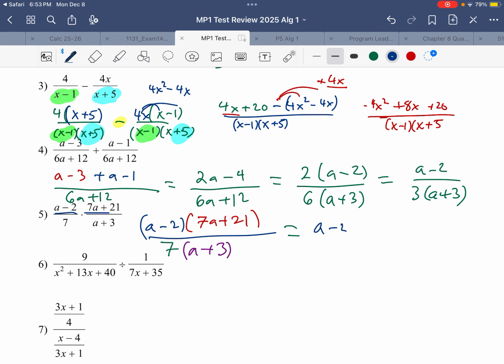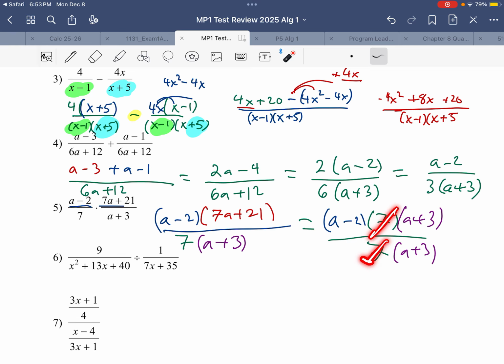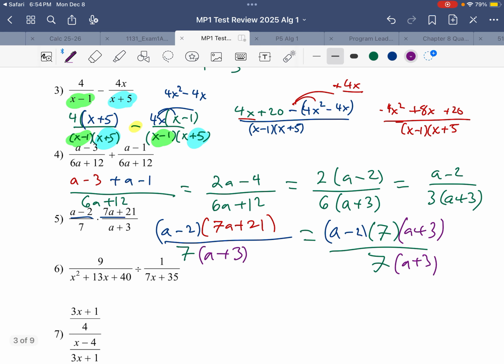a minus 2 times the 7 times the a plus 3, and I'm dividing by 7 times a plus 3. Now I can see the 7 and the 7 are going to cancel here. A plus 3 divided by a plus 3 is gone, and the whole thing is going to be equal to a minus 2.